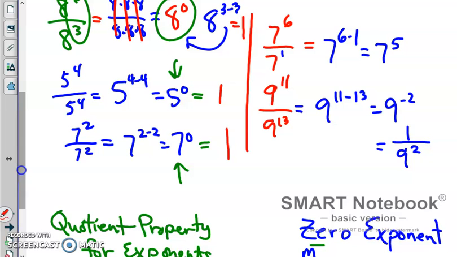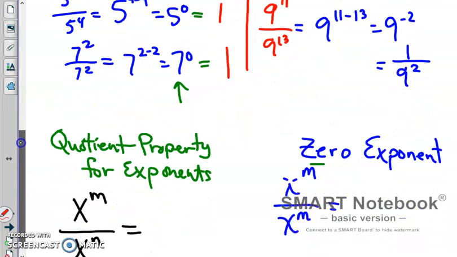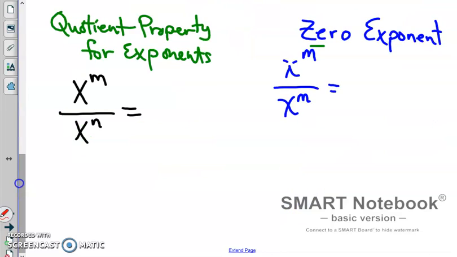So we have a quotient rule, because we have fractions here, and we have a 0 rule that's going on here. So if you copy down the quotient property for exponents, you copy down the 0 exponent rule as shown on the screen, and then if you would go ahead and finish off the rules. When you're done, turn the video back on.